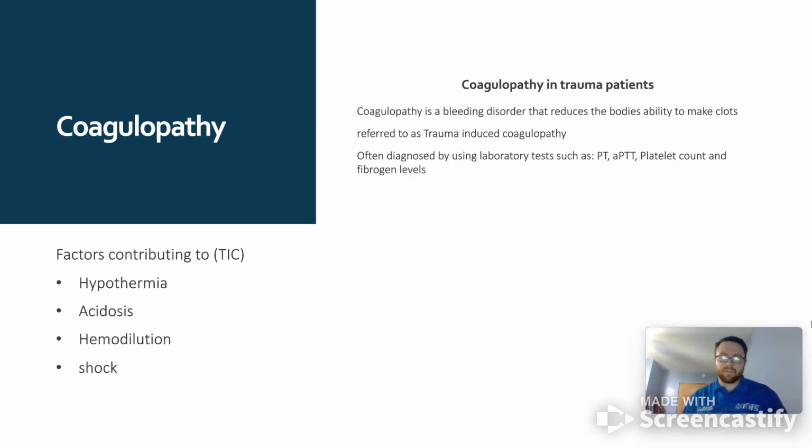Shock is also a big factor that reduces the body's ability to make clots, specifically decompensated shock, when the body's just shutting down. It doesn't have the defense mechanisms to shunt all that extra energy to creating clots. So those are 4 factors that we want to look out for to help reduce the chance that the patients will develop coagulopathy.